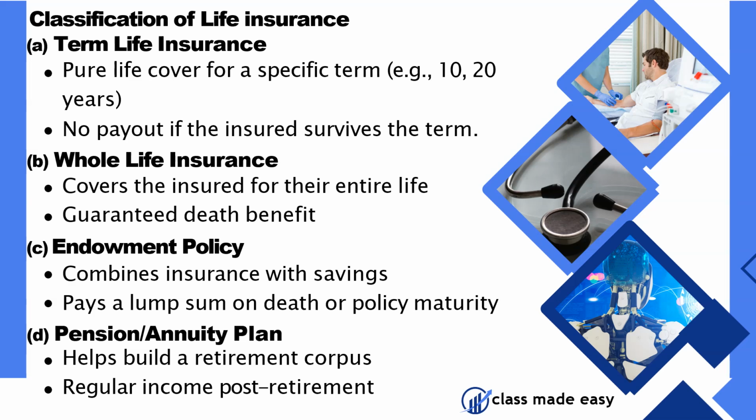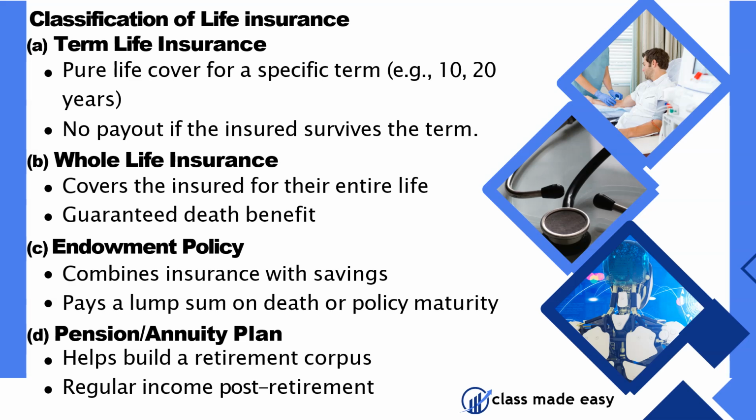That's an interesting one. And then we have whole life insurance. This kind of insurance covers the insured for their entire life. And then, of course, the benefit is guaranteed upon death. We have noted there that the benefit goes to the family members or next of kin.